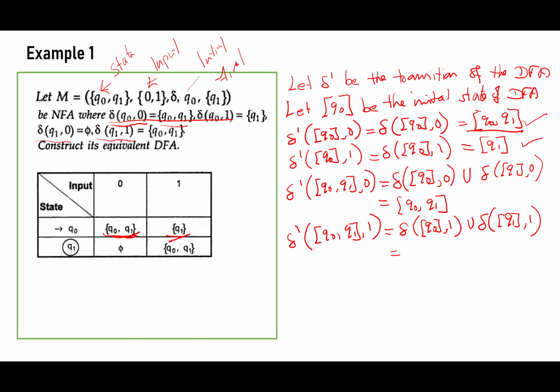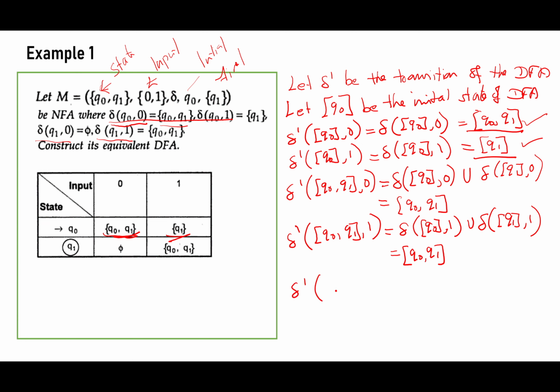Now we will check the transition in a table. What is Q naught comma 1? It is Q1. Then what is Q1 comma 1? It is Q naught Q1. So Q naught Q1. So again we got the same state. So next we have to check for the Q1.